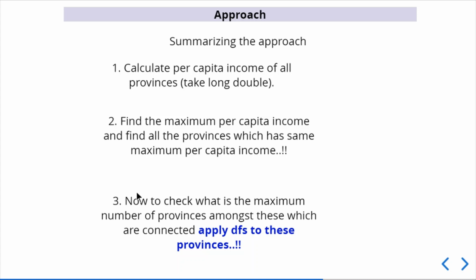So what we'll do is we'll check how many provinces are connected to each other. How we can check this is by applying DFS to these provinces. So we'll apply depth first search to these provinces.